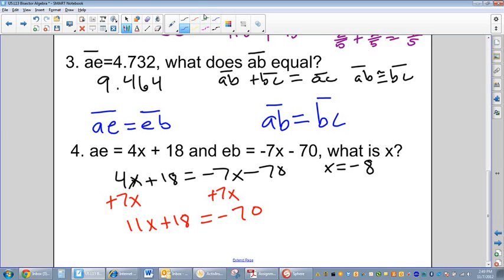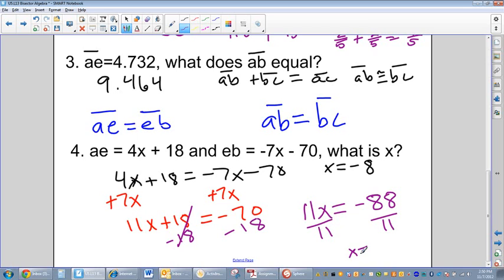It's algebra, Tegan, look at it, come on. I need x to get by itself, what are we going to do? To both sides, yeah. We get 11x equals negative 88. What do we do to finish this off? Tyler, how do we get x by itself at the end? Yeah, divide by 11. We get x equals negative 8.